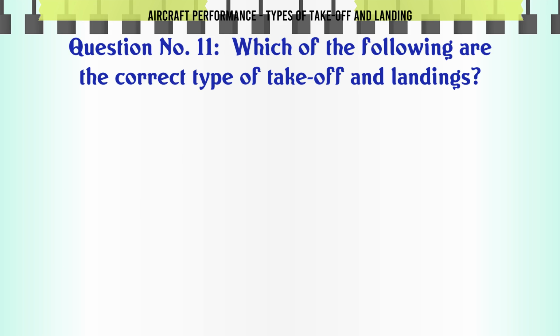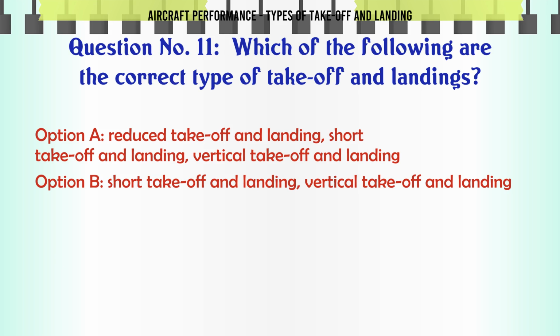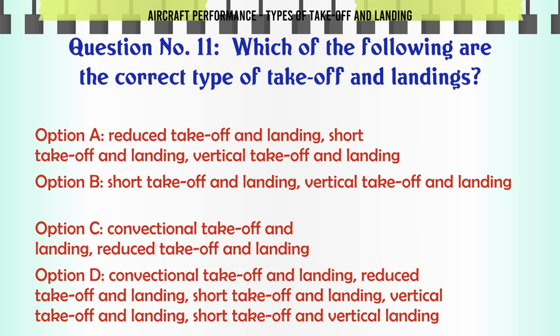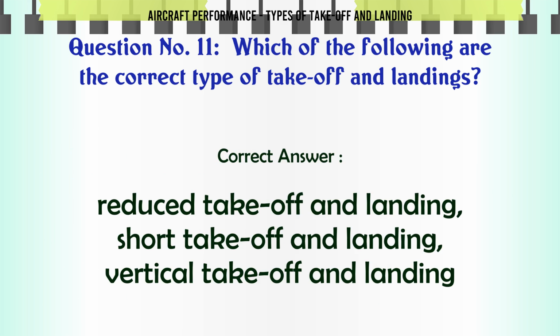Which of the following are the correct types of takeoff and landings? A: Reduced takeoff and landing, short takeoff and landing, vertical takeoff and landing. B: Short takeoff and landing, vertical takeoff and landing. C: Conventional takeoff and landing, reduced takeoff and landing. D: Conventional takeoff and landing, reduced takeoff and landing, short takeoff and landing, vertical takeoff and landing, short takeoff and vertical landing. The correct answer is reduced takeoff and landing, short takeoff and landing, vertical takeoff and landing.